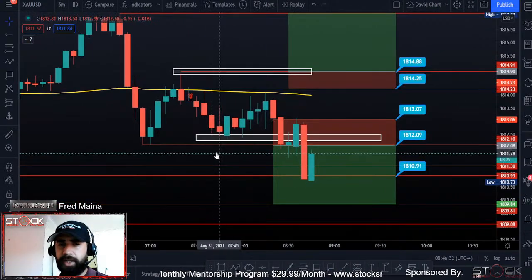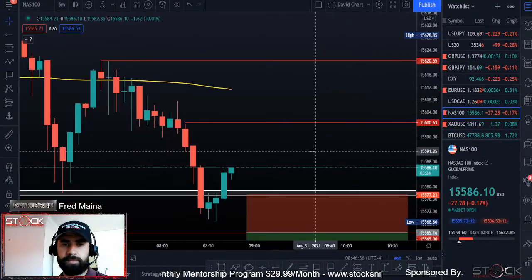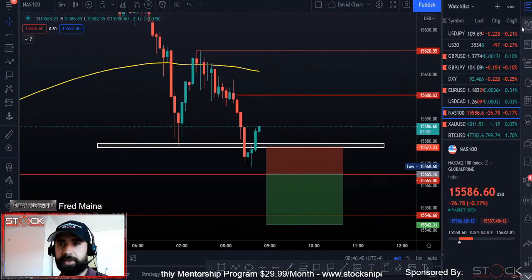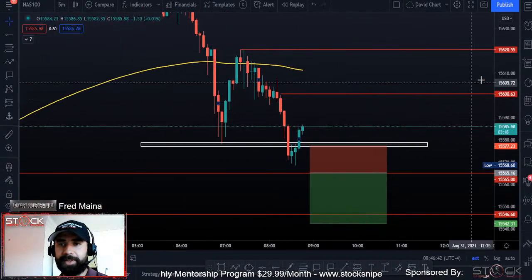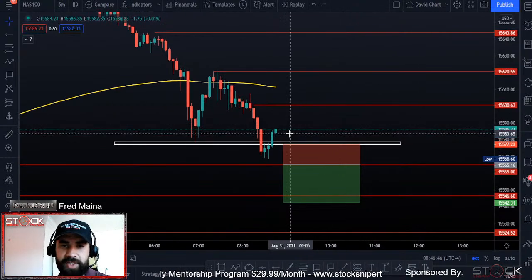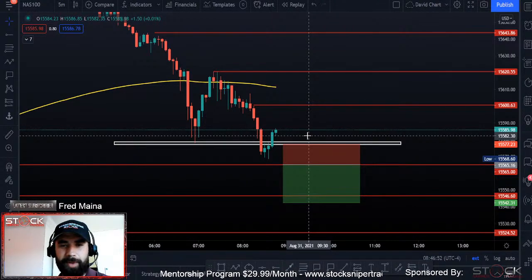All right, let's check out Nasdaq for a second. So there's Nasdaq. Here we go again, guys. We're about to get into this with Nasdaq. So you can see, like I said, 930 is going to be here. This is probably going to be the more explosive candles, like I said.